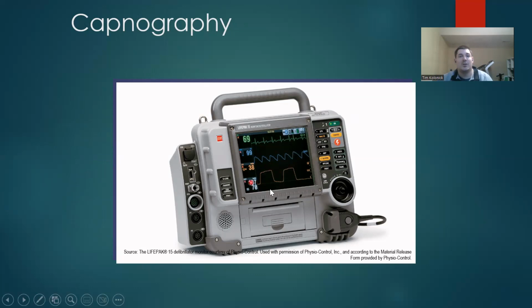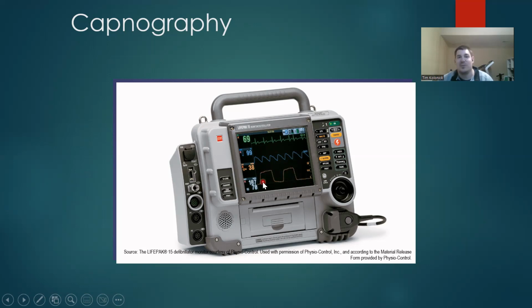Okay? And when you're looking at it, we're generally looking at something that looks like a plateau here and maybe a number. Okay? We want to maintain that number between 35 and 45. Okay? If it goes too low, they're breathing too fast. Let's try to slow them down a little bit. If it goes above 45, they're breathing too slow. Let's breathe a little bit faster for them to kind of maintain that 35 to 45 range. Okay? And if we're breathing normal, we should see a nice plateau like we're seeing right here on this picture.